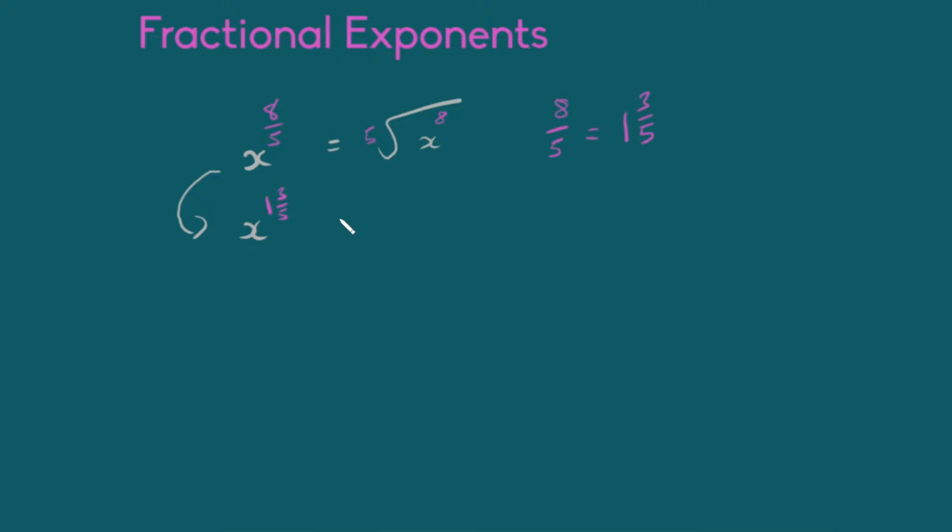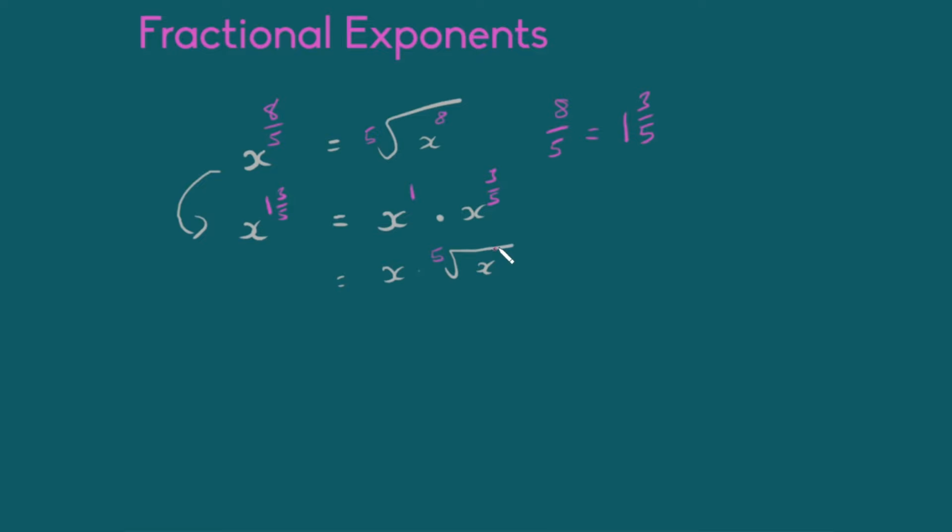And if we remember our exponent rules, we can split this up. When we multiply exponents with the same base together, we add the exponents together. So x to the 1 and 3/5 can be written as x to the power 1 multiplied by x to the power 3 over 5. And so we've split the whole number and the fraction out from our exponents, and we can then simply write that as x multiplied by the 5th root of x to the power 3.